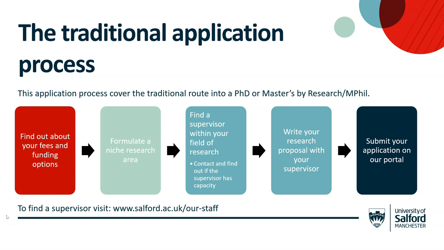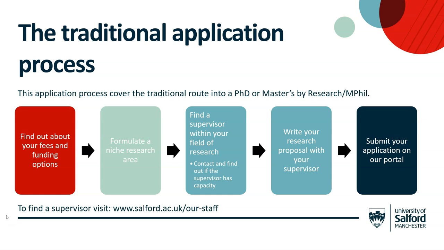And then once you've found somebody that you think could be your supervisor, you will contact them and ask them if they have capacity to take you on as a PhD student, an MPhil student, or an MSc by research student, just to see if they have capacity and availability to take you on. And just to see if it's also appropriate for them to be your supervisor, but also find out whether or not they'd be happy to work with you on your project.